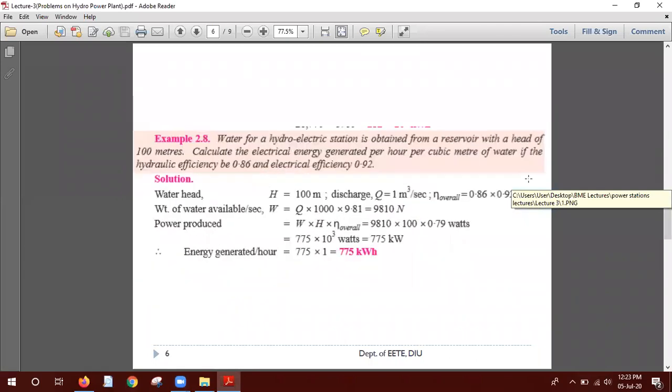We will see two more examples that will make it much clearer. So suppose in the 2.8, please, my students, if you have any problem, please definitely unmute yourself and ask me the question.